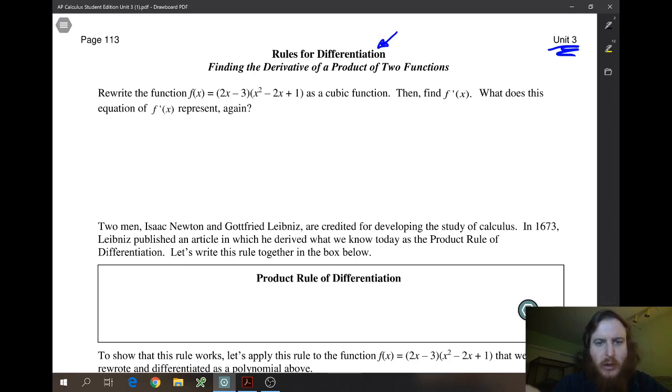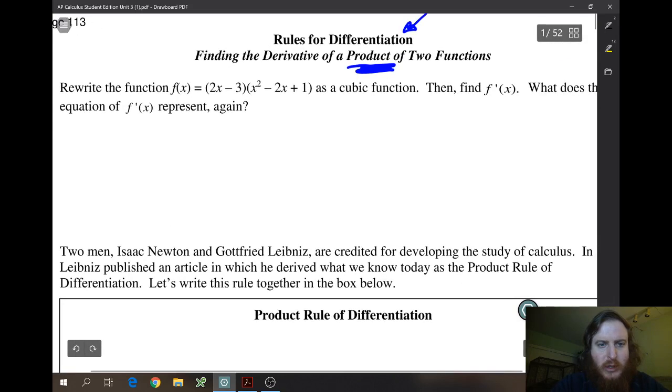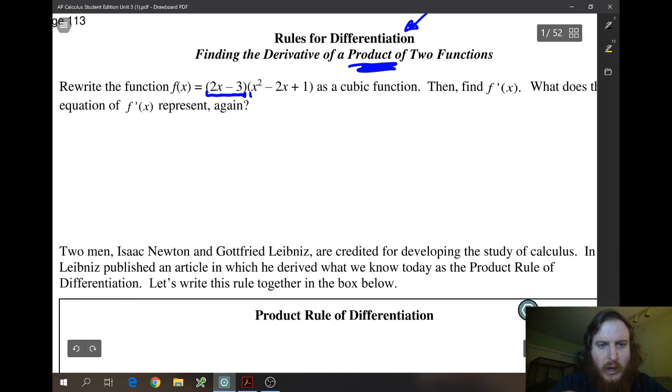So in today's lesson, we're going to look at how to find the derivative of the product of two functions. So if we look at this first example, 2x minus 3 and x squared minus 2x plus 1, that's a product, right? Product meaning to multiply. Now, so far, what we would have done is we would have just expanded these. We've rewritten it.